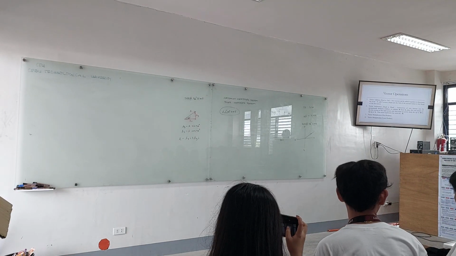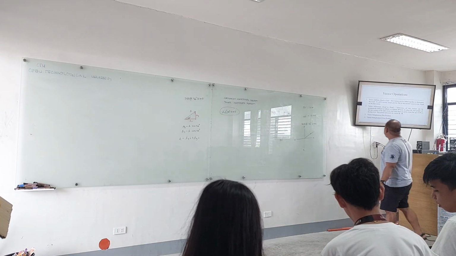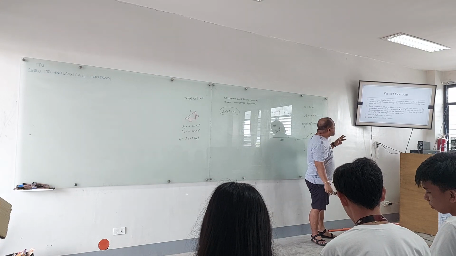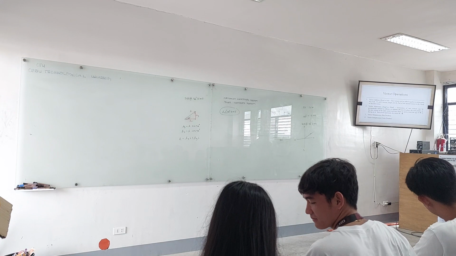Vector addition, head to tail. Two vectors can be added together to determine the resultant. To add two vectors, simply put the tail of the second vector at the head of the first vector. Okay? Let us try.